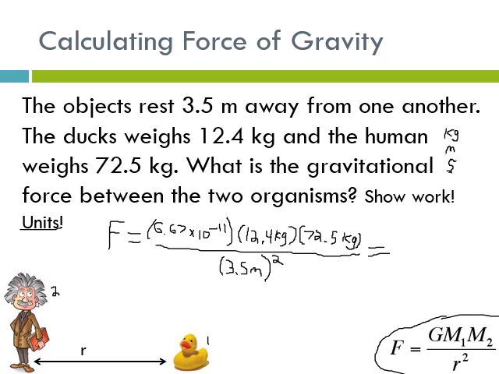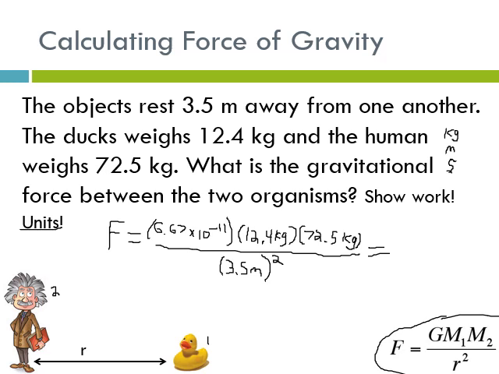(6.67 times 10 to the negative 11) times 12.4 times 72.5 divided by (3.5 squared). Seems reasonable. Yeah, I like it. If you got something different, you may be right.